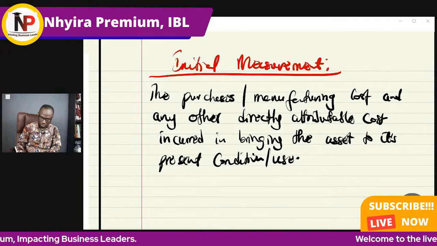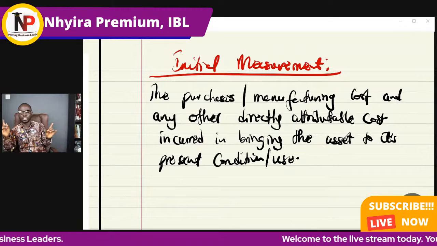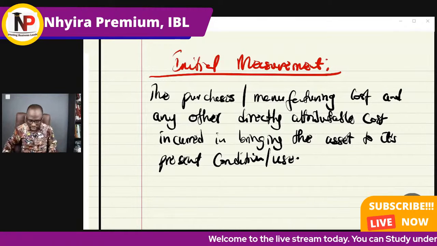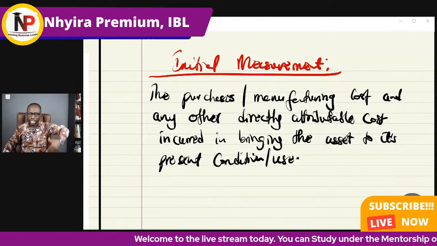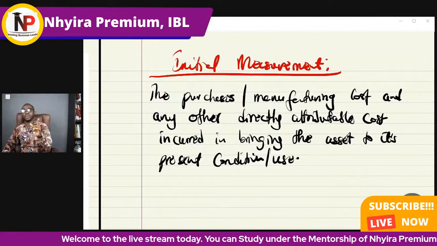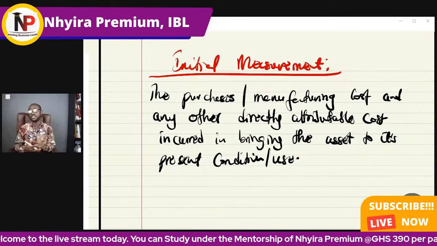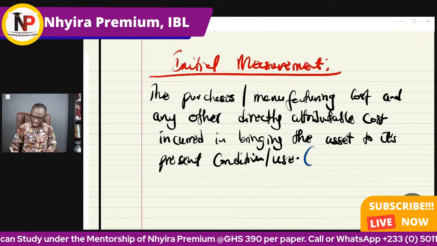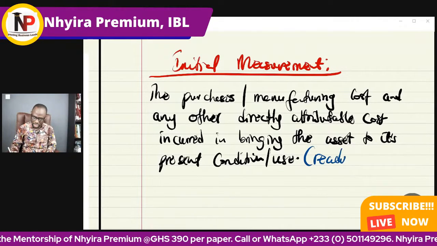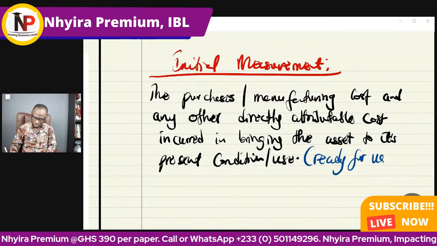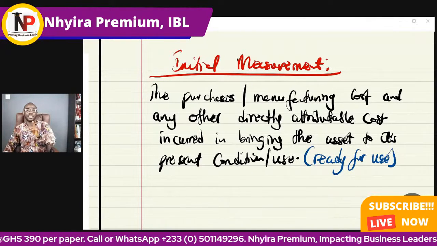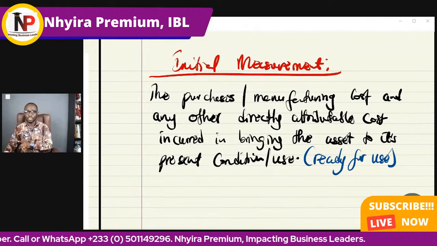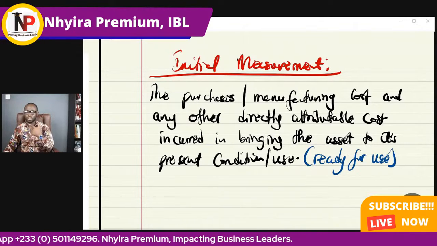In other words, the initial cost of the asset shall include the cost we incur in buying it and any other cost we incurred in the arrangement of the deal. Please note that always it is when the asset is ready for use, not when the entity starts using the asset. I am emphasizing this because it's very critical.